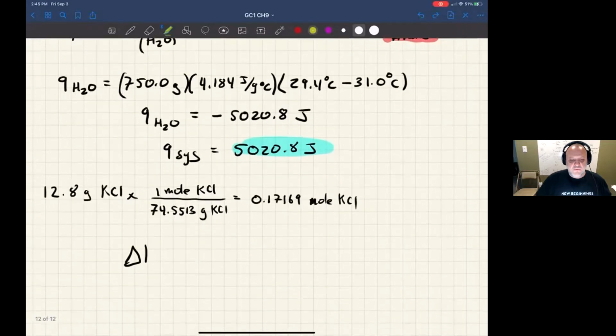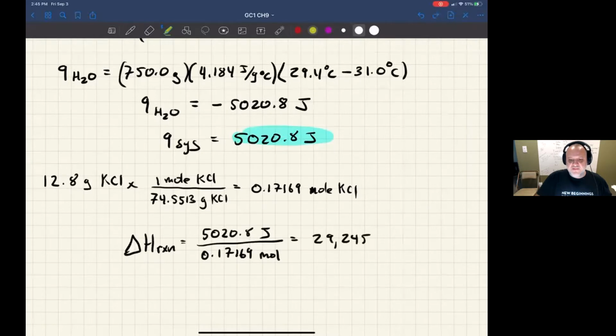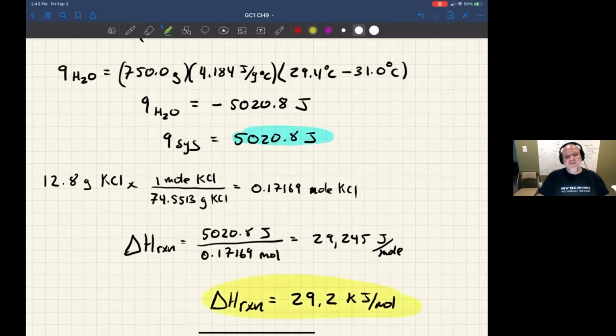And so in order to sort out the delta H of the reaction, I take that energy Q for the system, I divide it by the number of moles, and I get 29,245 joules per mole. And to express it in kilojoules, and the correct sig figs, 29.2 kilojoules per mole. And that's it. That's the last question and the answer for that question.